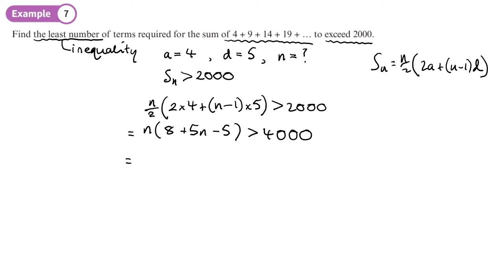Let's expand the brackets. Now I've got n times 5n, so that's 5n squared. Looks like it might be a quadratic. 8 minus 5 is 3, so times that by n, so we end up with 3n. And I'm going to take the 4000 across. So I've now got that quadratic that I need to solve. I don't really want to sit down and try and work out all the factors of 4000 to try and solve it. So I can use my calculator or use the quadratic formula to solve that, which I think I will do. a is 5, b is 3, c is negative 4000.